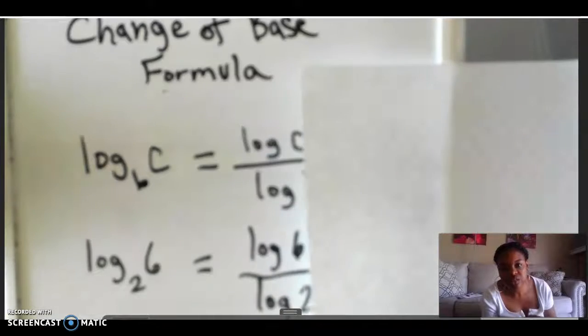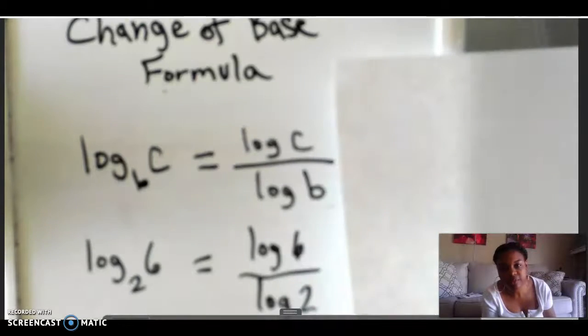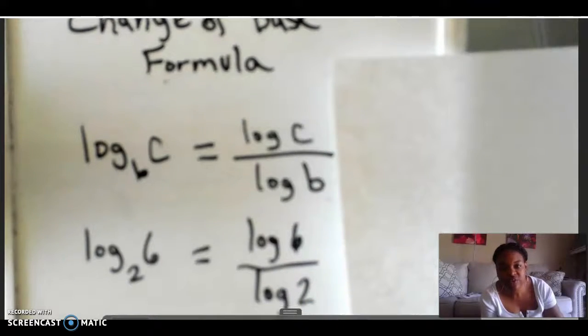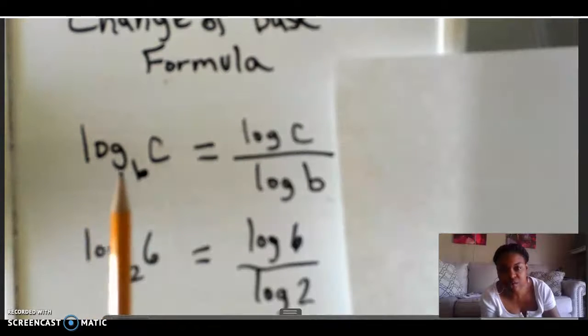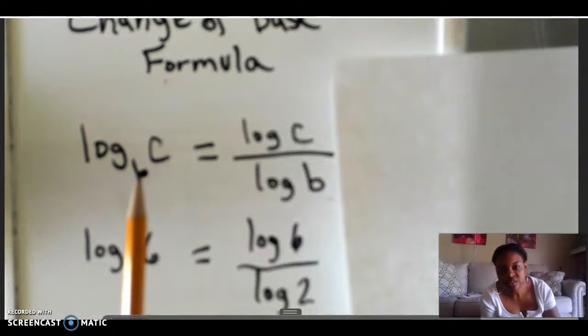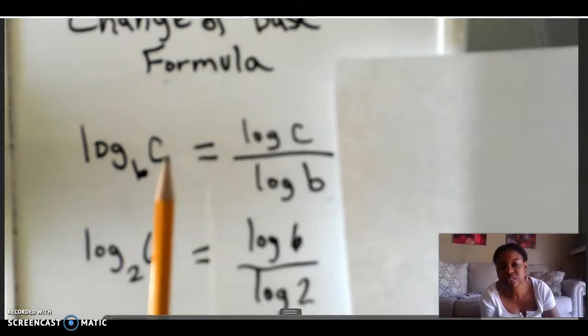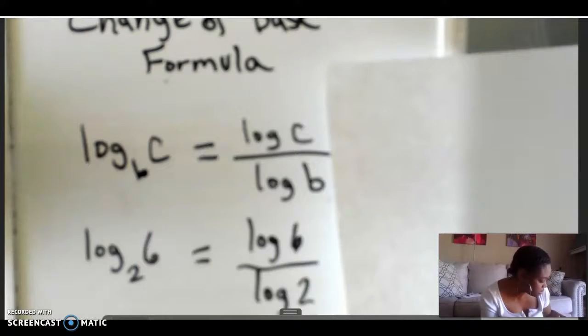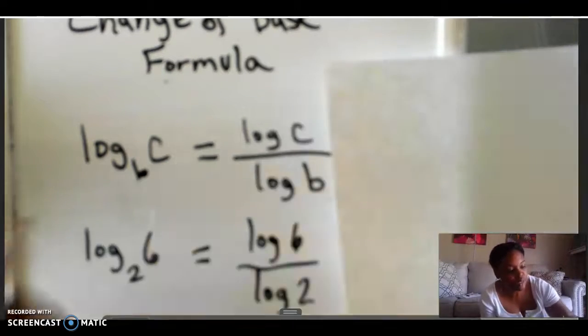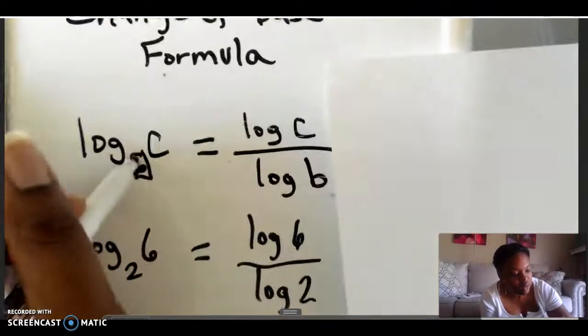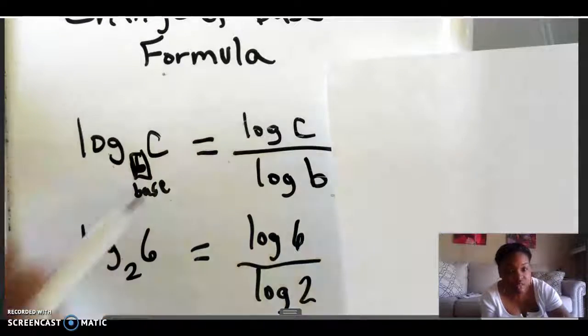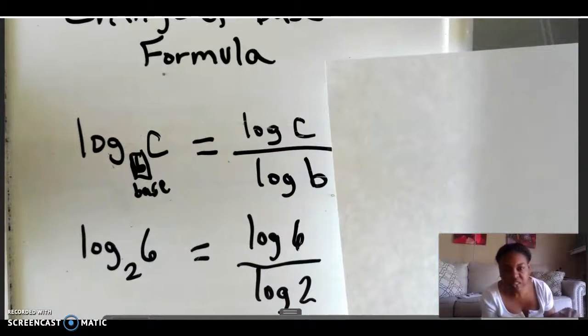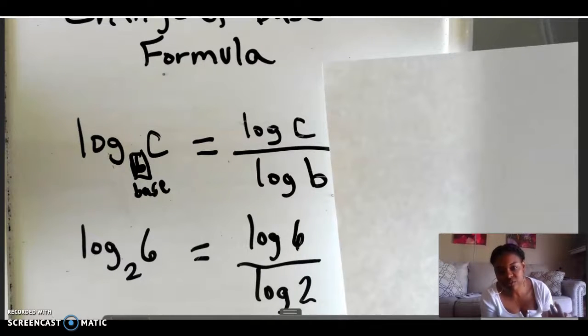So the formula looks like this. It says that if you have some log, the log of some base b of c, the b and the c here represent two random numbers. They can be any real numbers. The b we call the base, and the c we don't have a specific name for, but it's just what we're taking the log of.